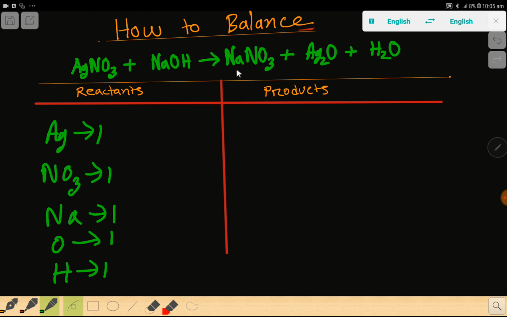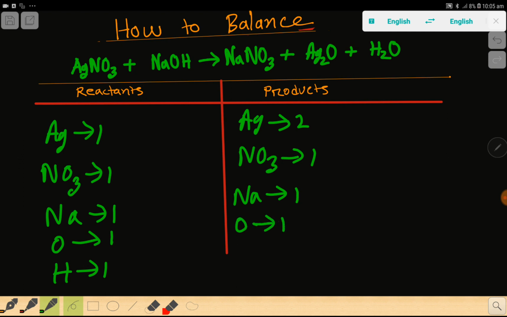Okay, in the right hand side we have sodium, so right here. Then we have NO3, so right here. Then we have silver, that is 2, right here. Then here we have oxygen, so right here. 1 oxygen here, and we have also 1 oxygen here. So basically we are getting 2 oxygen. Then we have hydrogen, which is 2, right?